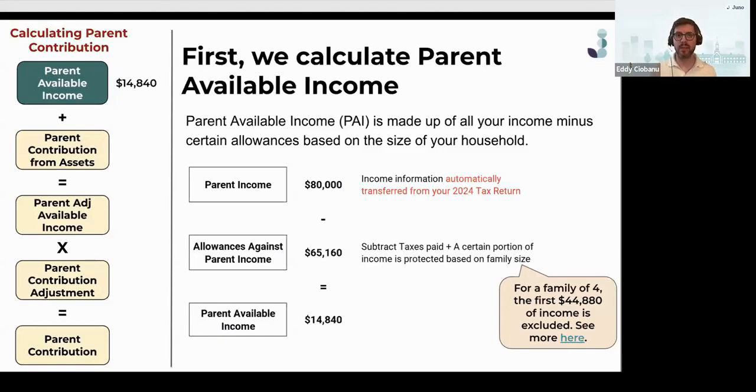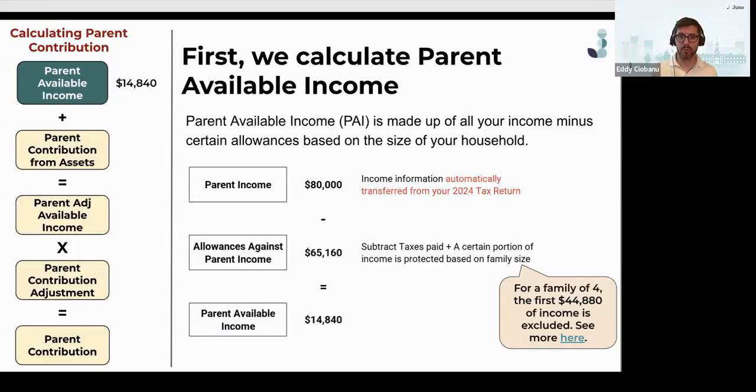What that means is that is the parent's income minus any allowances based on the size of the household. So you remember earlier we talked about how family size matters here. For a family of 4, the income protection allowance is $44,880. As the family size increases, more of the income is protected because cost of living expenses are higher the more dependents that are in the household, the higher the family size. And so that's a huge factor in calculating the parent available income.